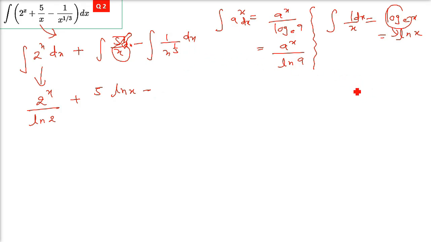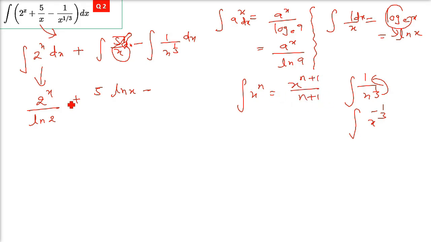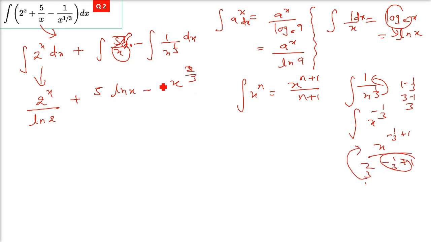Now this x raised 1 by 3 in the denominator will go up, and it will be x raised minus 1 by 3. When we have x raised minus 1 by 3, it's x raised n integration. So it will be x raised n plus 1 by n plus 1. Now I'm not adding the constant. It will be there everywhere. So x raised minus 1 by 3 plus 1 by minus 1 by 3 is the integration which we are doing. 1 minus 1 by 3 is simply 3 minus 1 by 3, it's 2 by 3. So x raised 2 by 3 divided by 2 by 3. And this denominator 2 by 3, as I told you, when it goes up, it will be inverted. Reciprocal will be taken. So 3 by 2 into x raised 2 by 3.